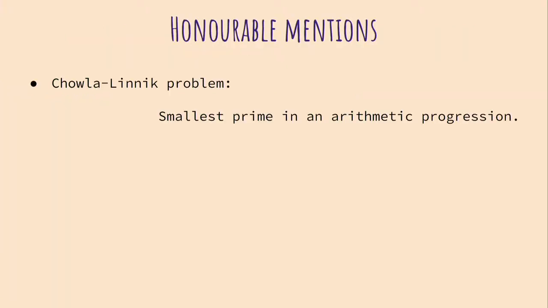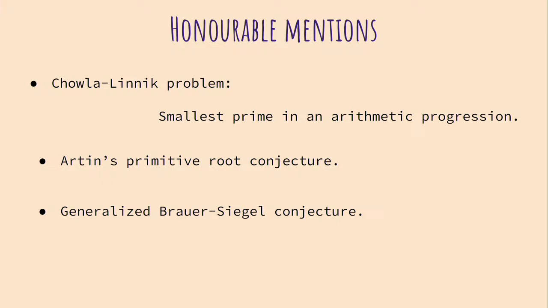And I'll end by giving some honorable mentions, which I don't have time to talk about. The Chowla problem, the smallest prime in an arithmetic progression, Artin's primitive root conjecture. We know these are true under the generalized Riemann hypothesis. The generalized Brauer-Siegel conjecture, again true under the Riemann hypothesis. The Andreev conjecture, which has very recently been resolved, but some time ago we knew that it is true under the Riemann hypothesis. Well, thanks a lot.